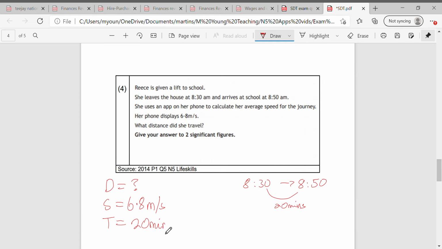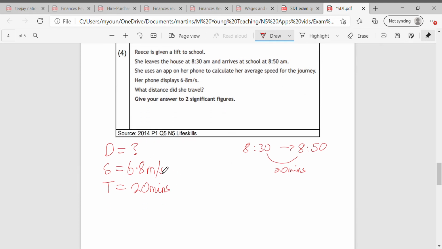Now, the speed will basically determine what units you need for time. So the speed is meters per second. So my time's currently minutes. So what I need to do is turn this into how many seconds this person took.